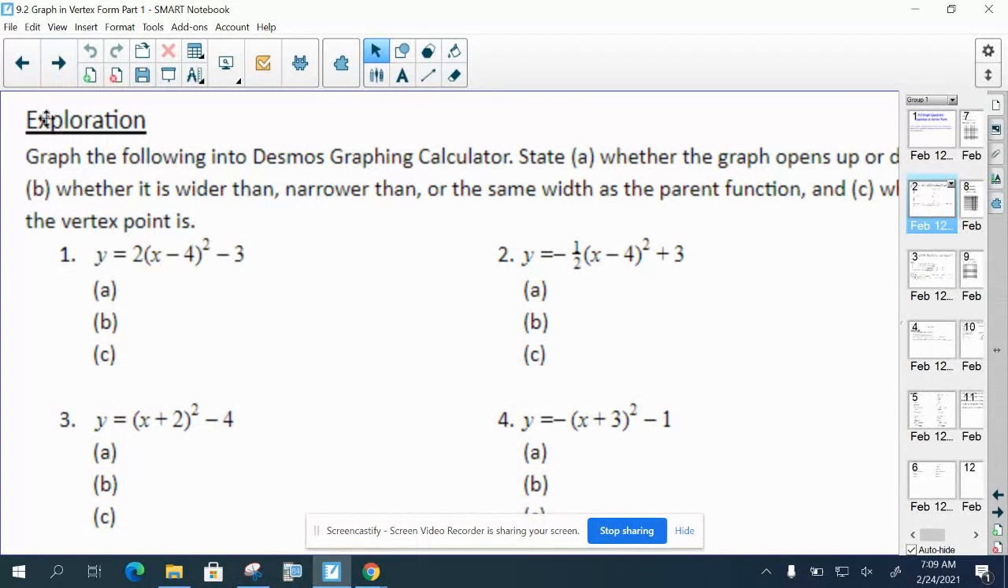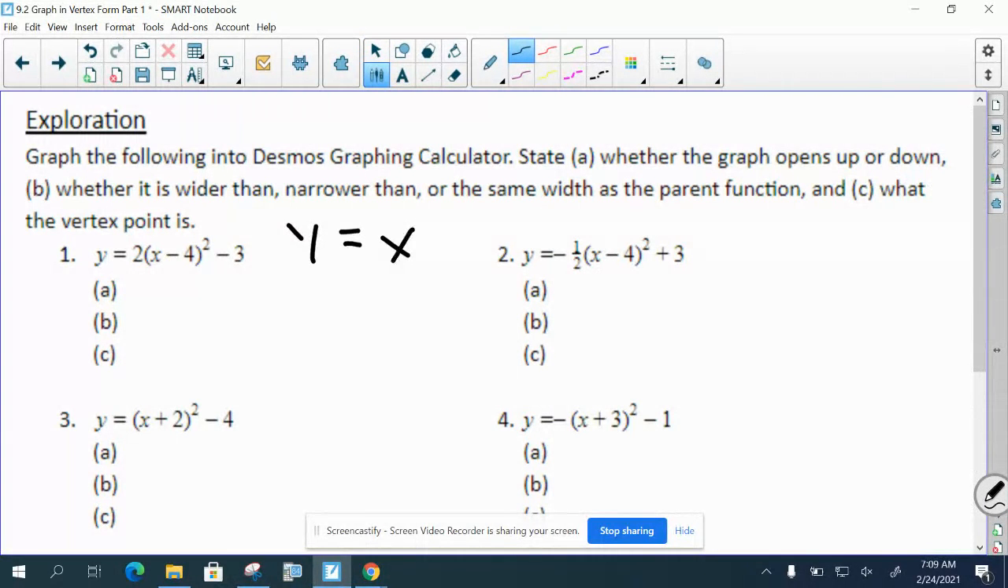So what you did is you plugged these into Desmos, and you discovered that the number in front, like the 2, the 1/2, that determines how wide or narrow the graph is. So if it's a fraction between 0 and 1, then it's going to be wider. If it's bigger than 1, it's going to be narrower. And if it's just 1 or -1, then it's going to be the same steepness. We're comparing it to the equation y equals x squared, remember.